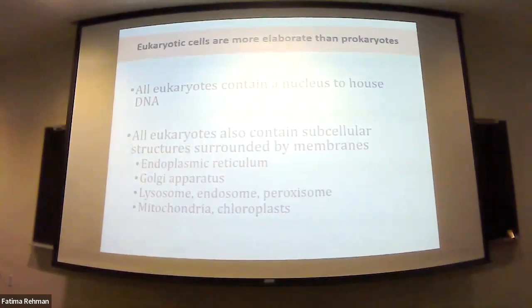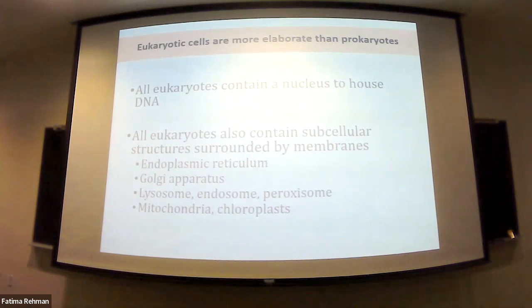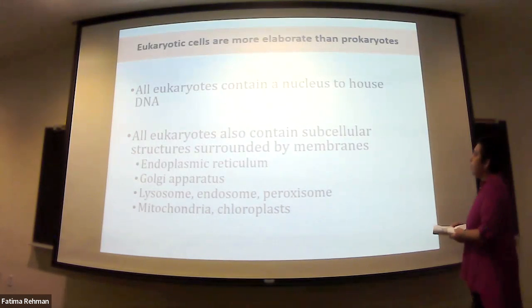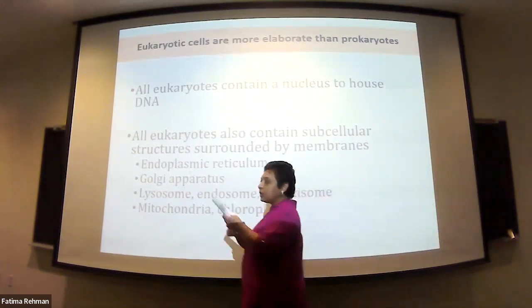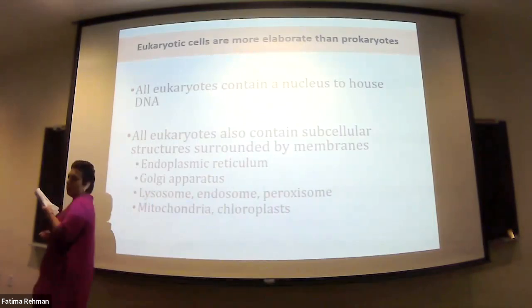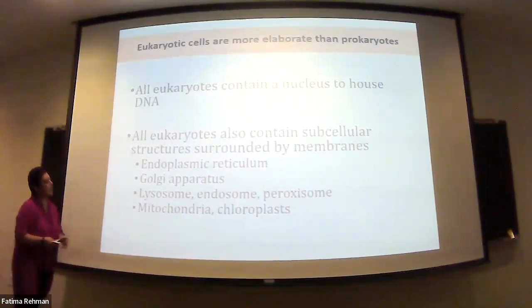Okay. Now, eukaryotic cells, on the other hand, are a lot more elaborate. You can have a lot of different structures within them. So they don't just house a big open space with some ribosomes and whatever, right? They have more complex structures, each one with its own little function. So they have these subcellular structures that are all surrounded by that single bilayer outside.